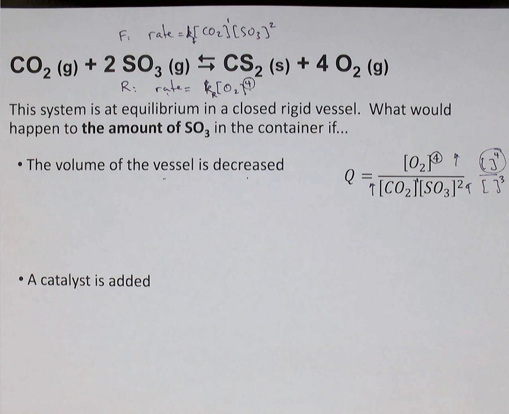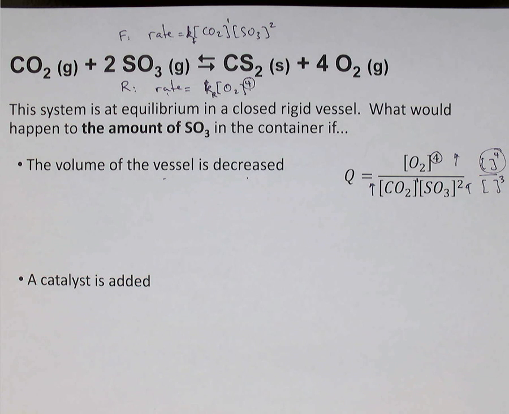What happens if we add a catalyst? Well, adding a catalyst has no effect on the equilibrium. It increases the rates of the forward and reverse reactions equally, and therefore they were equal. The rates were equal before the catalyst was added. The rates are equal after the catalyst was added.